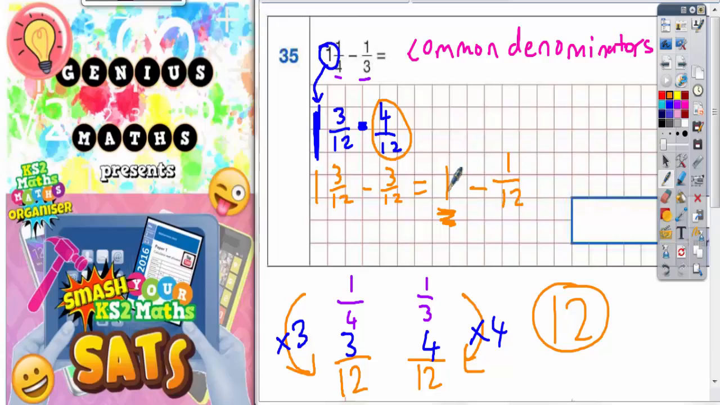Well, a whole 1, don't forget, is 12/12. So it's like saying 12/12, take away 1 more 12. And that's like saying 12 apples, take away 1 apple. 12 apples, take away 1 apple would be 11 apples. So 12/12, take away 1 12 will be 11/12. And that is your final answer, 11/12.